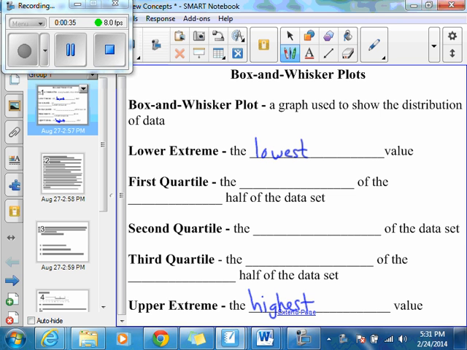Okay, and then my first quartile is the median, or the middle, of my lower half of the data. My second quartile is just the median of the overall data set, the middle. And then the third quartile is the median, or the middle, of the upper half of the data set.